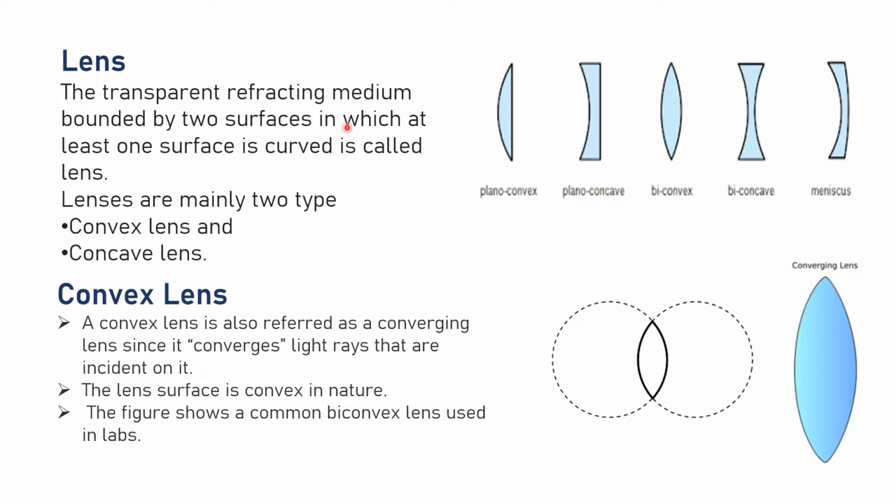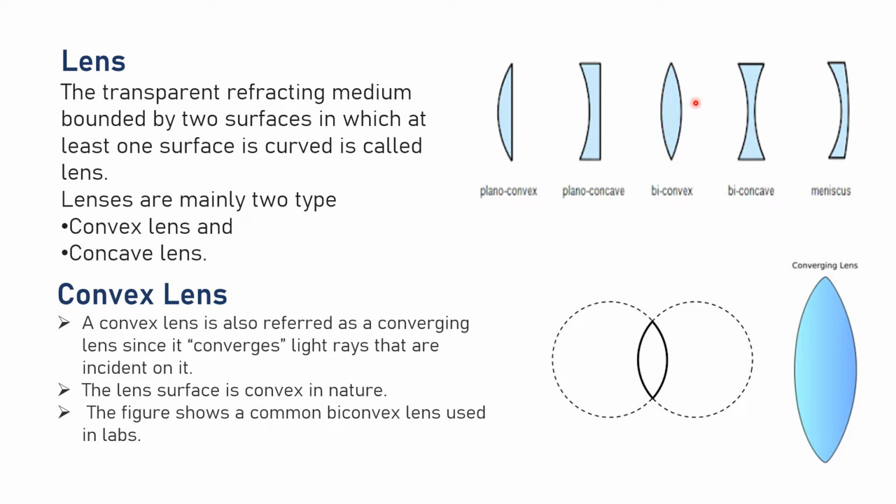Lenses are the transparent refracting medium bounded by two surfaces, in which at least one surface is curved. This is called a lens. Here we can see that at least one surface is curved, so I can say that this is a lens. But otherwise, in our studies, we are going to take a biconvex lens.